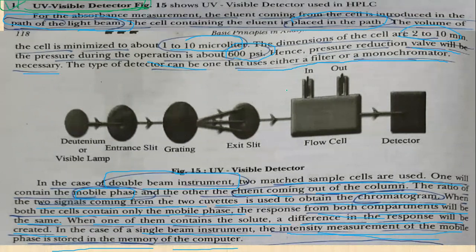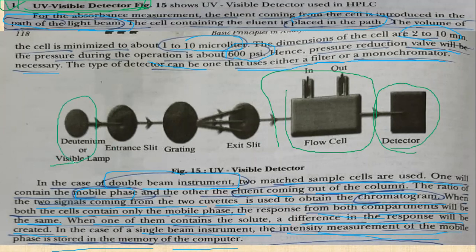Now see, this is our flow cell, and this is the detector. A deuterium or visible lamp is used as the source of light. Here is the entrance slit of light. Then it passes to the grating, which converts polychromatic light into monochromatic light. Then there is the exit slit. From the exit slit, that light goes to the sample. Now there are two cells. In one cell, only solvent is there. In the other cell, whatever eluent is coming out of the column contains the sample component.